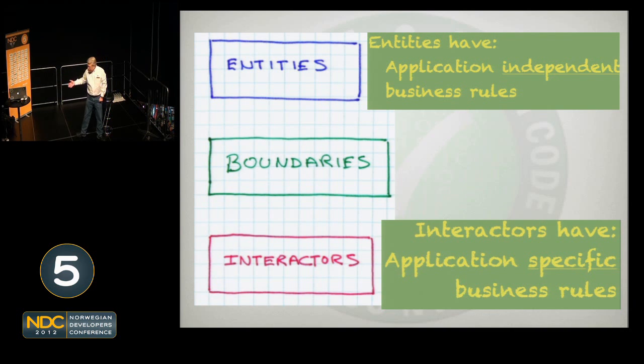The interactors, on the other hand, have application-specific business rules in them. The interactor knows what kind of application this is. And the business rules inside that interactor are particular to this application. It will control the business objects in a particular way to achieve the goals of the application.